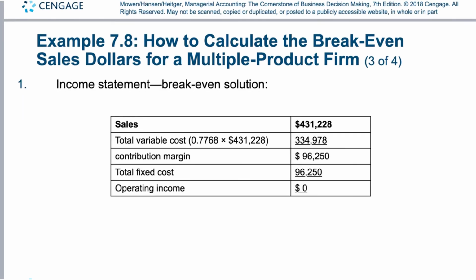And again, as before, we have our sales figure that we calculate, 431,228. Our variable cost here was 1 minus the contribution margin, or 0.768, which gives us a total variable cost of 334,978. Our contribution margin was 96,250, fixed cost the same, and that gives us operating income of 0, and so our calculations were in fact correct.